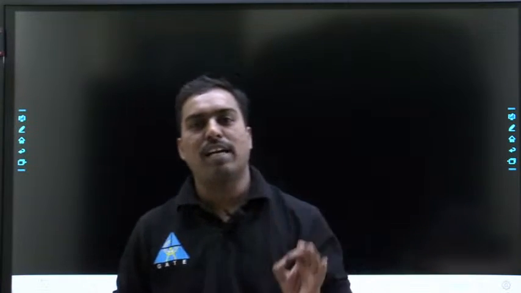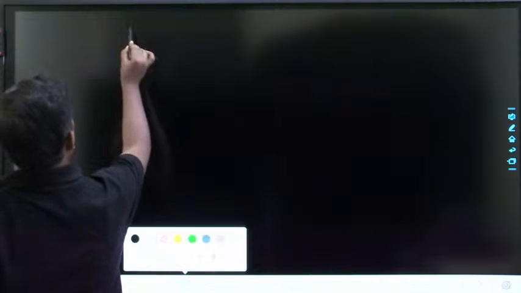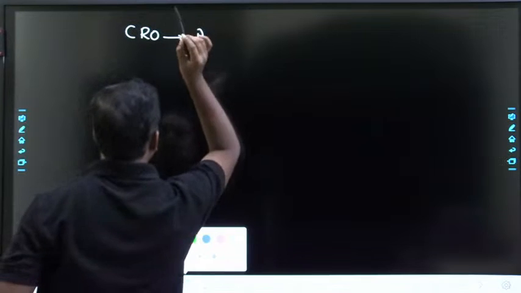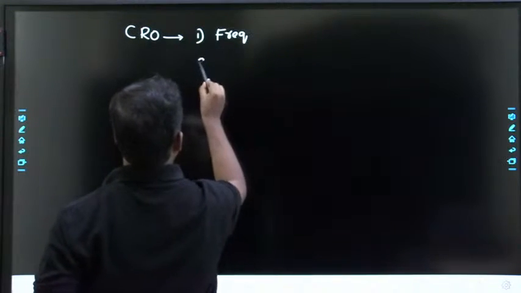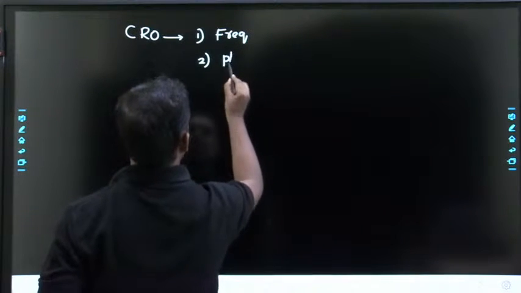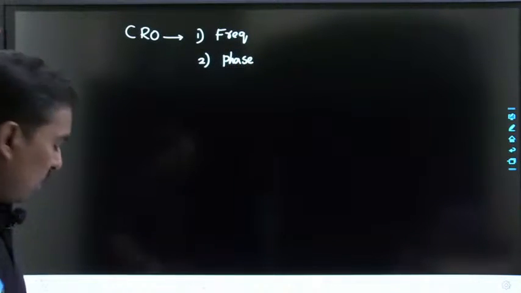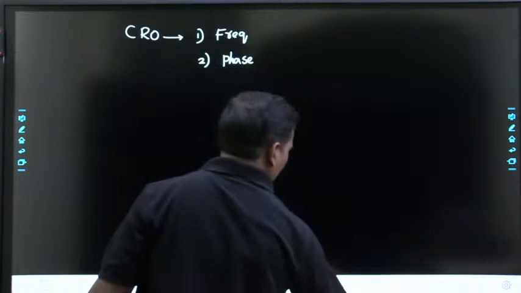Yesterday what we discussed, how many of you attended yesterday's class? Yesterday we discussed the CRO, the cathode ray oscilloscope. In the cathode ray oscilloscope we discussed the measurement of frequency and the measurement of phase. Okay, let's start the questions.